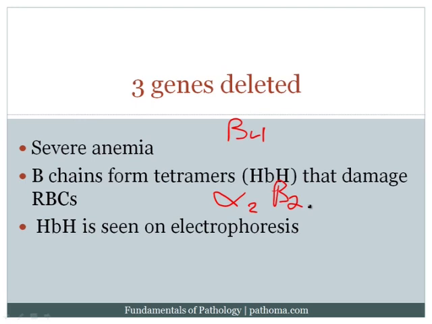However, if the patient doesn't have alpha, then the betas will join with another beta, so beta 2 will join with beta 2, and that would result in a tetramer of beta, and the problem with that tetramer of beta is that it damages the red blood cells. Now, a tetramer of beta is called hemoglobin H.